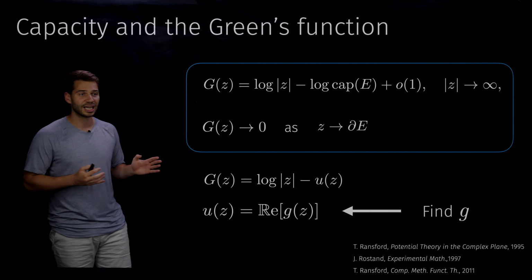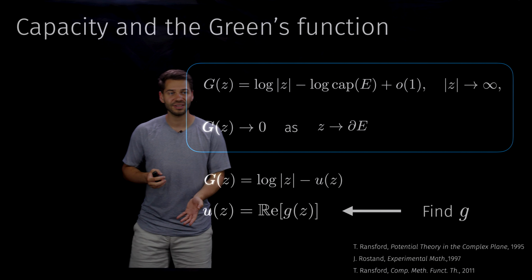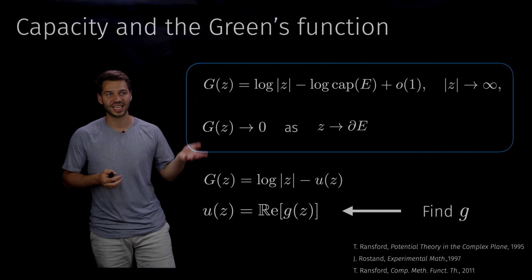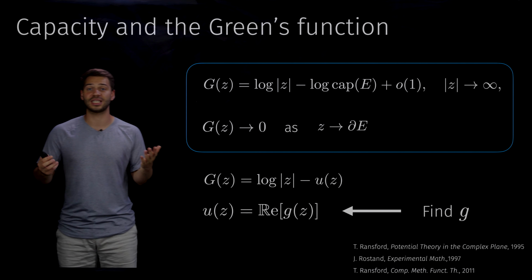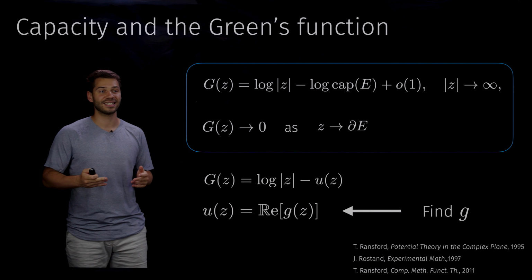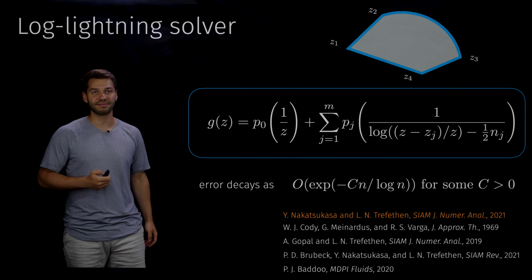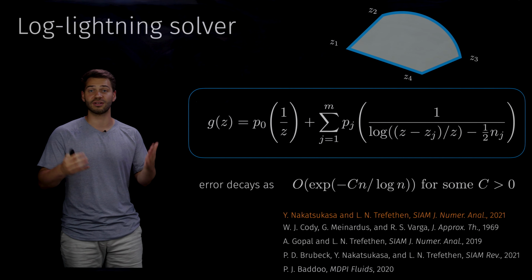Therefore, if we can find this function, little g, then we can find U, and then we can find capital G, and then we can back out the capacity from this asymptotic expression for the Green's function. Okay, so we're going to find g. And the way we do that is using a new method called the log-lightning solver.